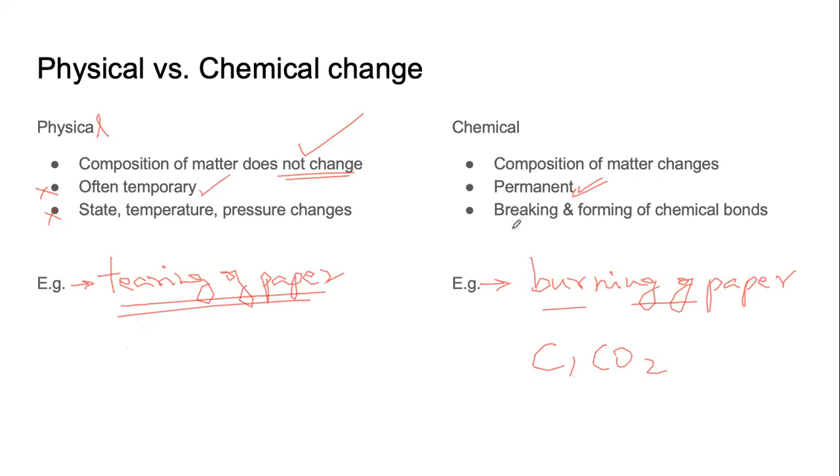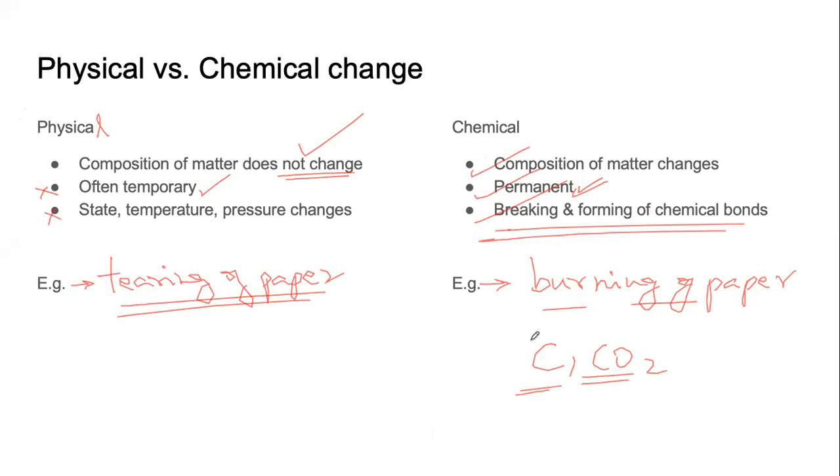And yes, when paper is burning, the paper is cellulose. Cellulose is carbon, hydrogen, and oxygen. The bonds between carbon, hydrogen, and oxygen break, and new bonds are formed between carbon and oxygen, between carbon and carbon, hydrogen and hydrogen. Right? So all this, correct. So burning of paper is a chemical change. Tearing of a paper is a physical change. Yes, correct.